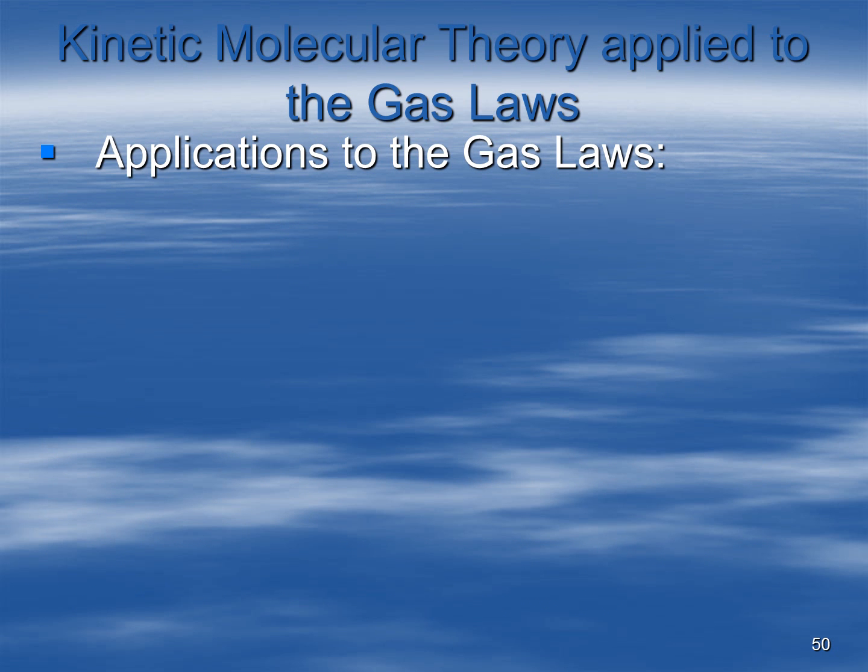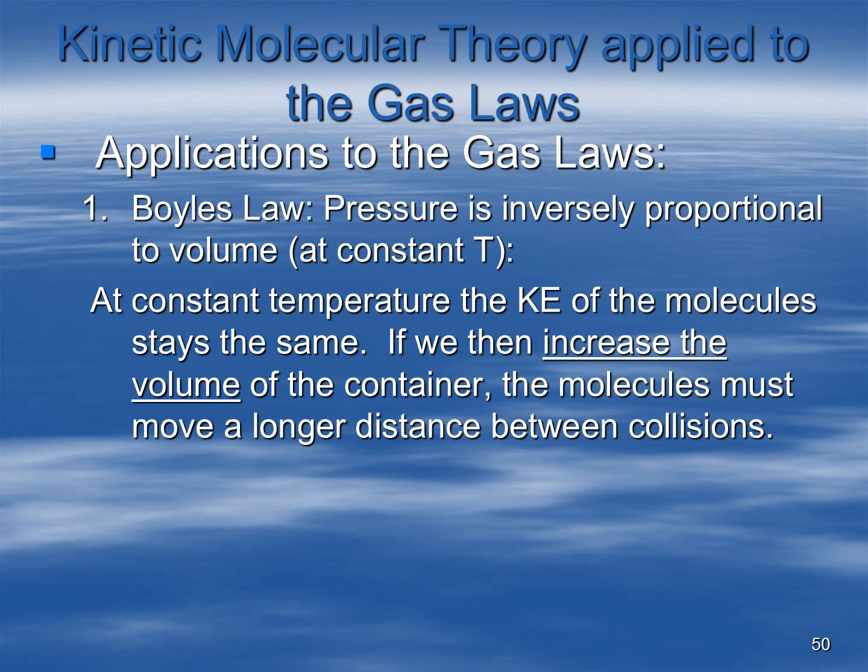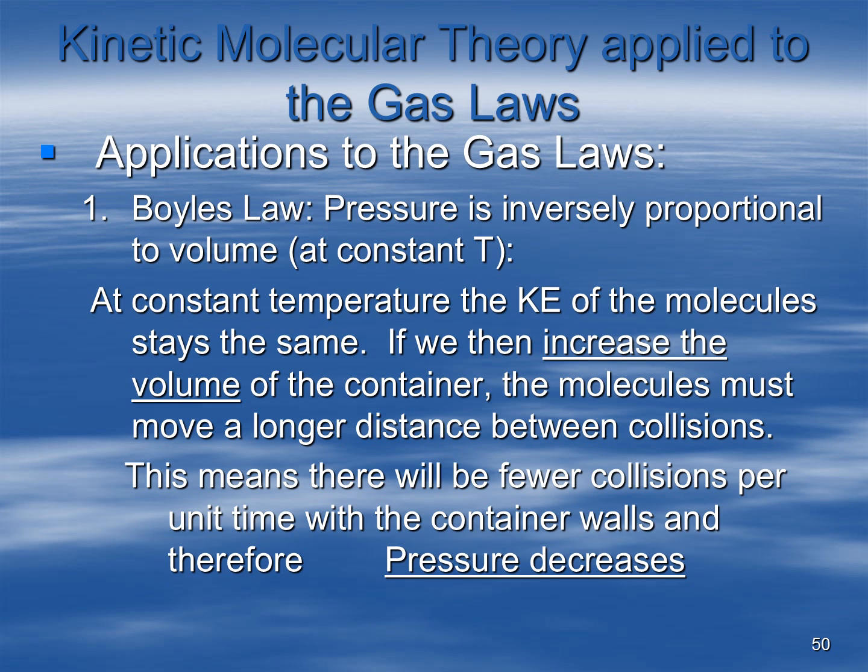So let's start with Boyle's law, our first law. We know that pressure is inversely proportional to volume at constant T. What's happening at the molecular level? Well, at constant T, the average kinetic energy of all the molecules stays the same, which means they're moving at about the same speed. But if we increase the volume, there's now more room for them to move around. The molecules have to move a longer distance between collisions, including collisions with the wall of the container. And so there are fewer collisions per unit time with the container walls, and that means that pressure decreases.